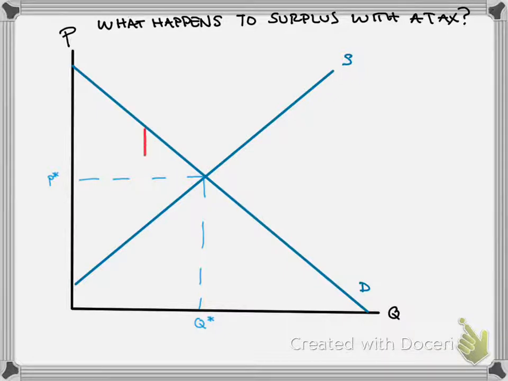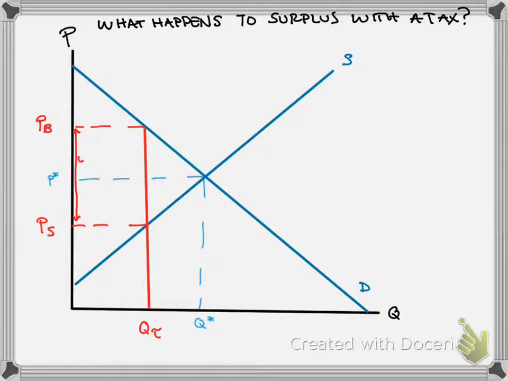So remember, a tax puts a wedge between the price that the buyer pays and the price that the seller receives, and it reduces the quantity. So as a result, now let's identify the different parts of this graph. Well, the first thing to note is that this distance here is the size of the tax, right?